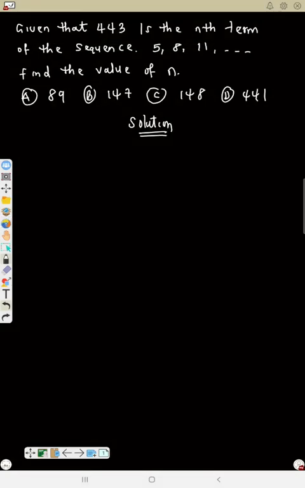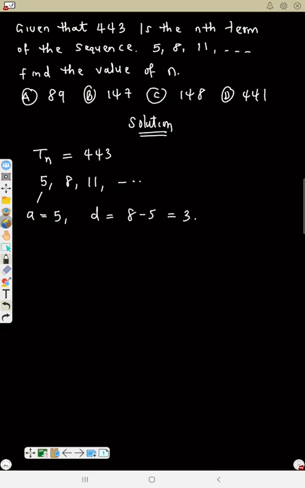Now this is another question. Given that 443 is the nth term of the sequence, that means we already know 443 as our nth term. The sequence is 5, 8, 11. In this sequence, the first term is 5. The common difference is 8 minus 5, which is 3.